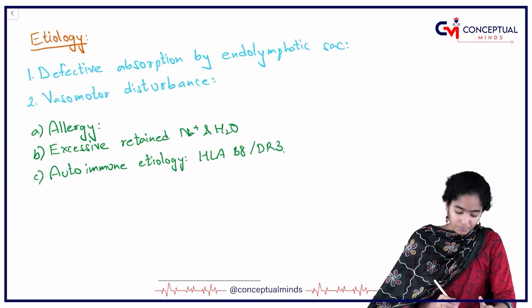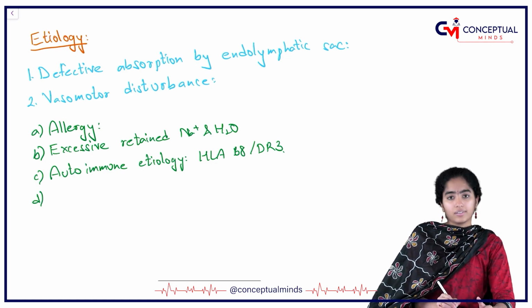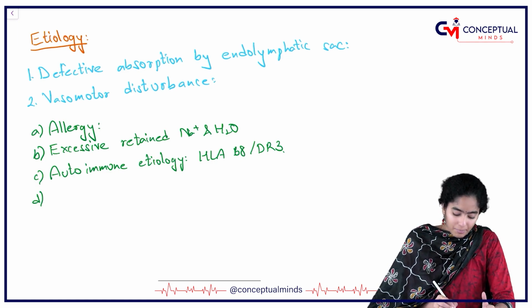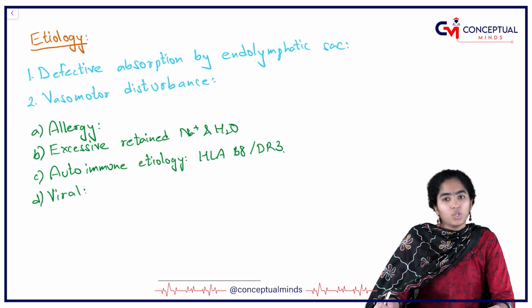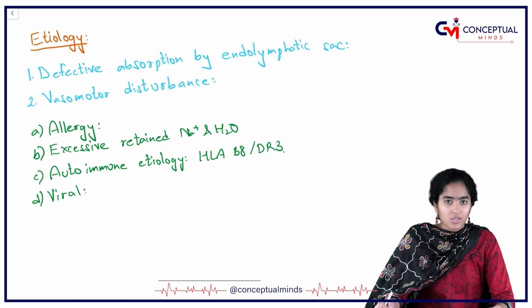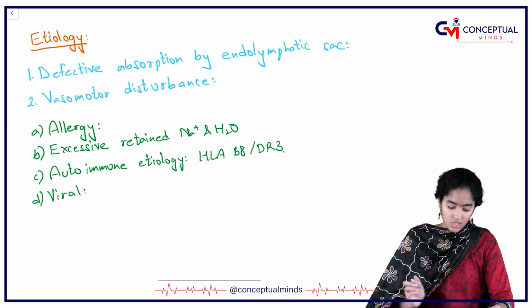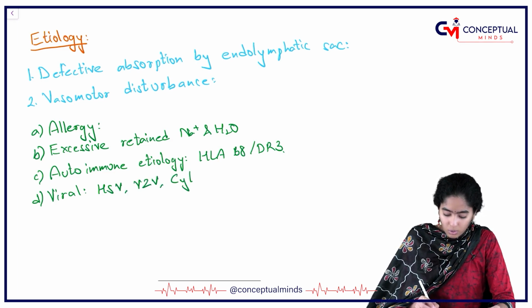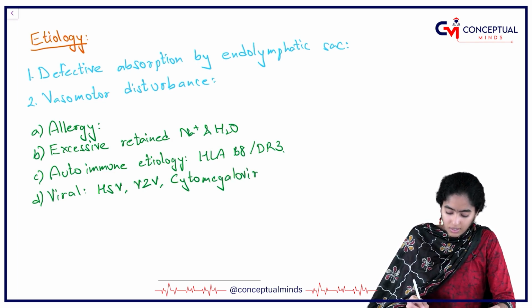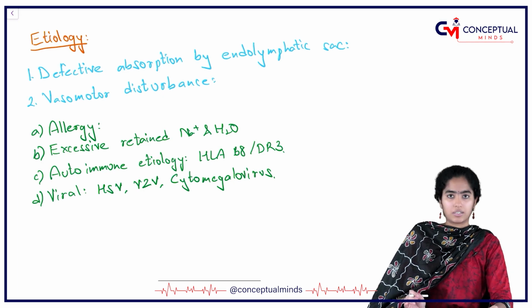That is an idea. Another possible finding is maybe there is some viral etiology. Causative viruses are cytomegalovirus, varicella zoster virus and herpes simplex virus. These viruses are implicated in causing Meniere's disease, but it is not certain.